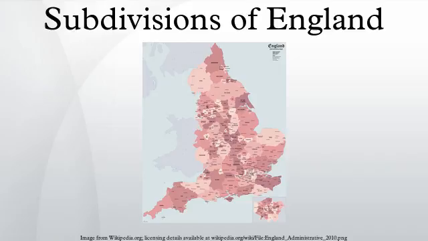The current system is the result of incremental reform which has its origins in legislation enacted in 1965 and 1972. Regions. At the highest level, all of England is divided into 9 regions that are each made up of a number of counties and districts.